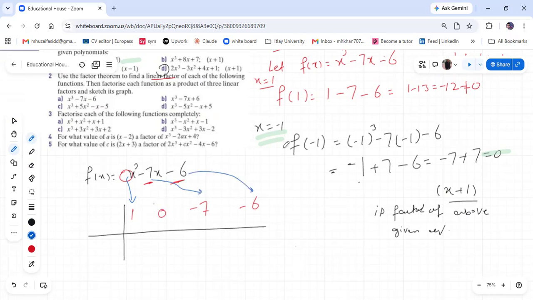After this, look at it here. This is our x equal to minus 1. Okay, so x plus 1 is equal to 0, so it gives x equal to minus 1. So we set x equal to minus 1 here. Our first rule is that this is brought down as it is.